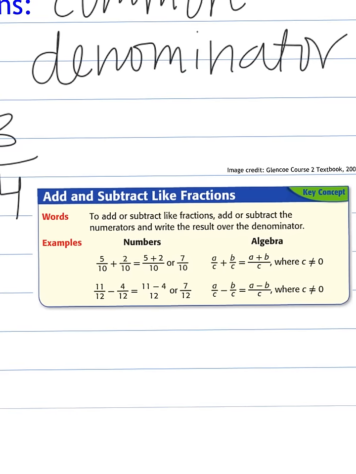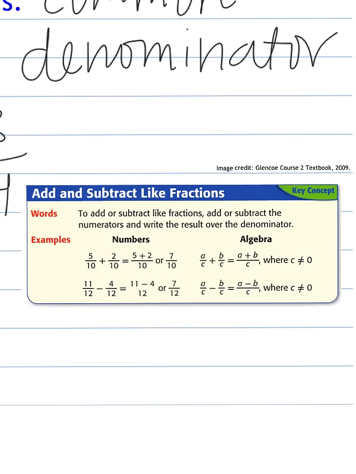And in this little box here, it tells us how to add and subtract like fractions. To add and subtract, you add or subtract, whichever operation we're doing, the numerator, or the top number, and write the result over the denominator. So the denominator stays the same, and you just add the numerators or subtract them.